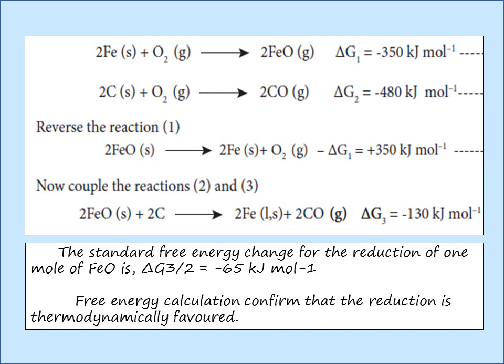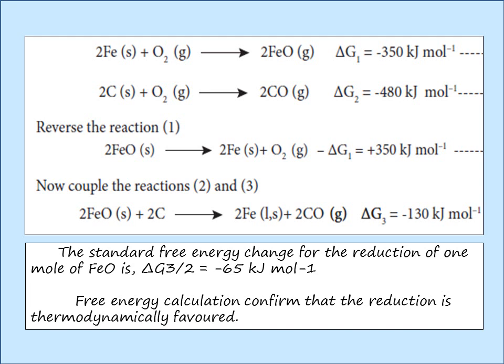Now if you couple the second and third equation, on the reactant side we have one oxygen, and in the third equation on the product side we have one oxygen molecule, so both get cancelled. Then 2FeO plus 2C will give you 2Fe plus 2CO. Now you will be adding the second and third equations. So minus 480 should be added with plus 350. Minus 480 plus 350 will be minus 130 kilojoules per mole. This is for 2 moles of iron oxide. For 1 mole of iron oxide, the standard free energy change will be minus 130 by 2, which is nothing but minus 65 kilojoules per mole.